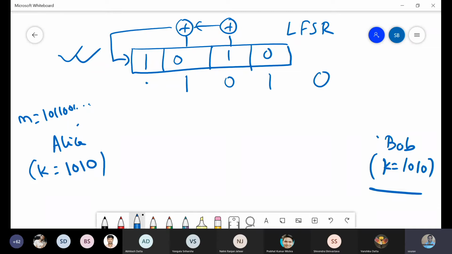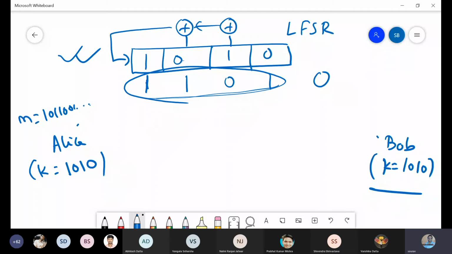And what about this bit? This bit will depend on the feedback we have. Here in this LFSR, these two values have to be XORed. So now this is how much? 0 and 1, if we XOR, we get 1. Now this is our state value, so we copied it here. The initial state was the original key, but this is our state now.